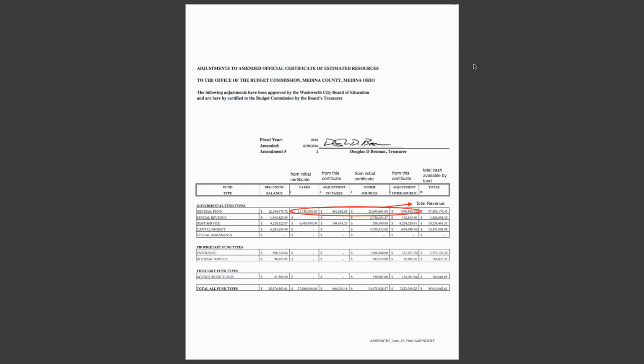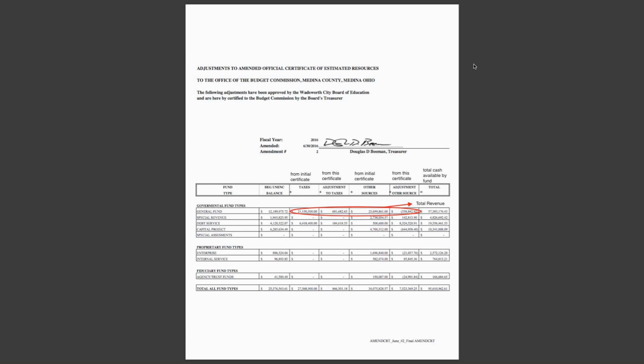This video is being provided to give the Board of Education a better understanding of the two reports that they approve typically 3 times a year. These reports are the Certificate of Estimated Resources, also called the Certificate of Revenue, and the Annual Appropriation Resolution. Typically, you approve these reports 3 times a year.